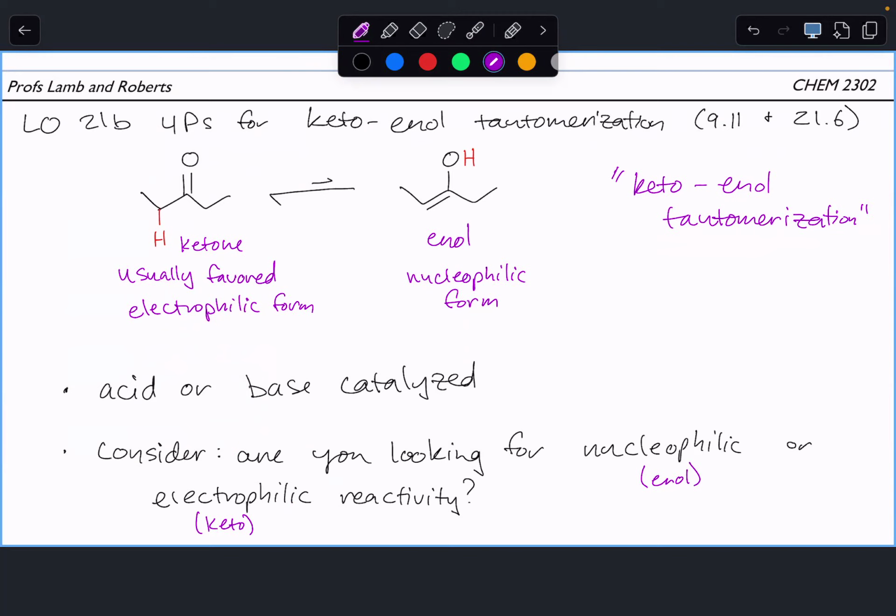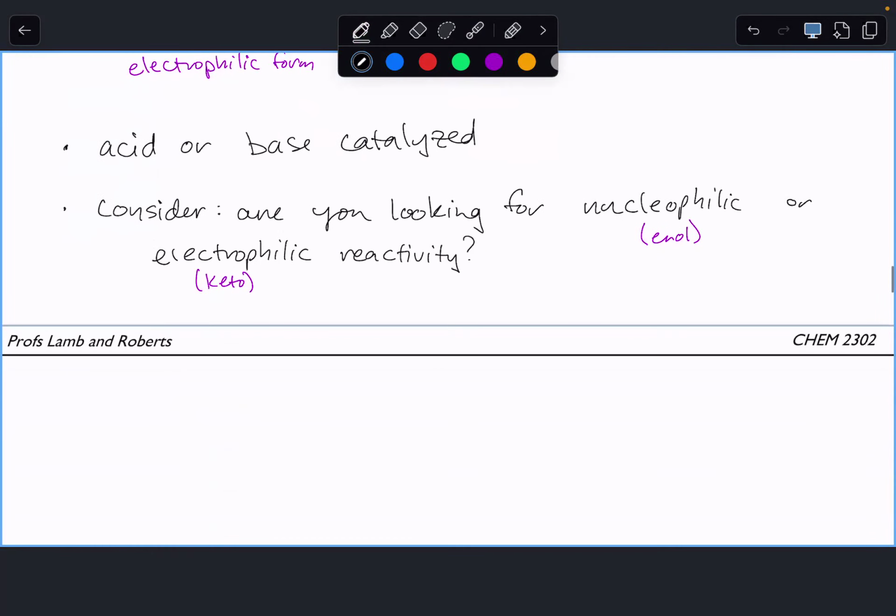So we're going to go through the mechanism, both acid and base catalyzed, in both directions. Luckily, it's 2 proton transfers every time. That's it. It's just a matter of what's getting deprotonated or protonated at various times. So let's start with the mechanism under acidic conditions. We'll go from keto to enol, and we'll do a specific example.